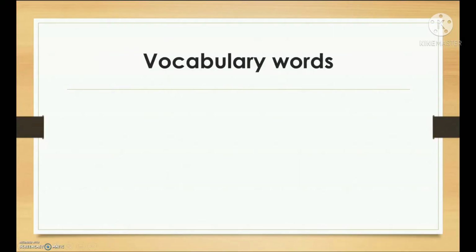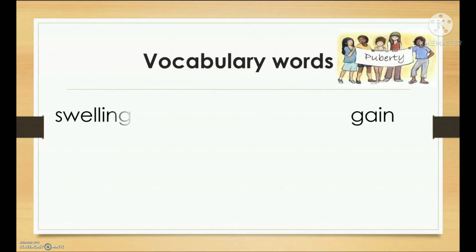Let's begin by reading our vocabulary words, so please listen carefully as I read the first set of words. Swelling, swelling. Period, period. Gain, gain. Now repeat after me.